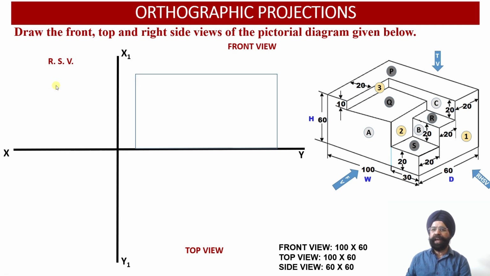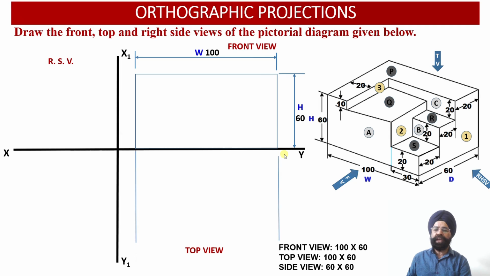Now let us start with the front view. We have already worked out that the front face has a width equal to 100 millimeter and a height equal to 60 millimeter. We have marked this width corresponding to the front face above the XY line, and similarly the height equal to 60 millimeter has been marked over here, and we have obtained a rectangular surface which is going to contain the front face of this solid, right? So this is 100 millimeter width, 60 millimeter is the height of the front face.